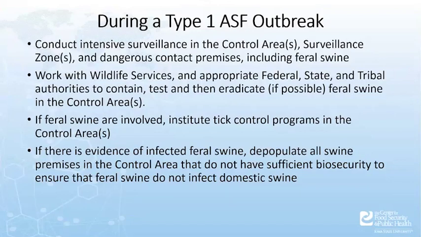Also during a type 1 outbreak, conduct intensive surveillance in the control area and surveillance zones and dangerous contact premises, including feral swine. Work with wildlife services and appropriate federal, state, and tribal authorities to contain, test, and then eradicate, if possible, feral swine in the control area. If feral swine are involved, institute tick control programs in the control areas. And if there is evidence of infected feral swine, depopulate all swine premises in the control area that do not have sufficient biosecurity to ensure that feral swine do not infect domestic swine.